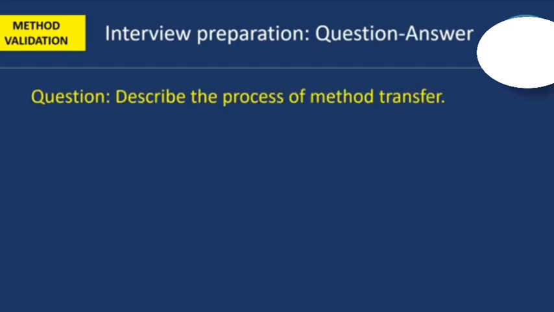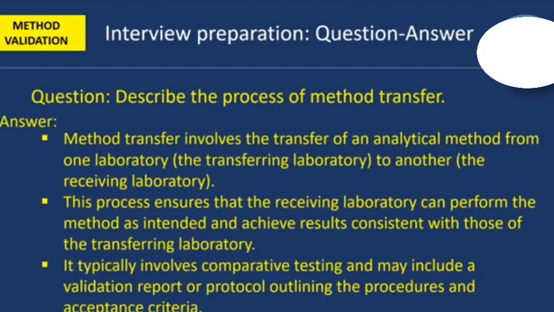Next question, describe the process of method transfer. Method transfer involves the transfer of an analytical method from one laboratory, that is the transferring laboratory, to another, that is the receiving laboratory. This process ensures that the receiving laboratory can perform the method as intended and achieve results consistent with those of the transferring laboratory. It typically involves comparative testing and may include a validation report or protocol outlining the procedures and acceptance criteria.